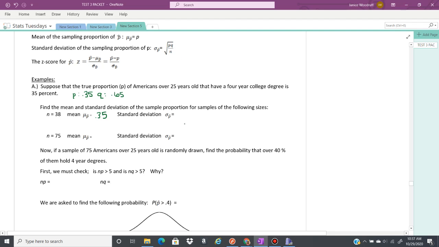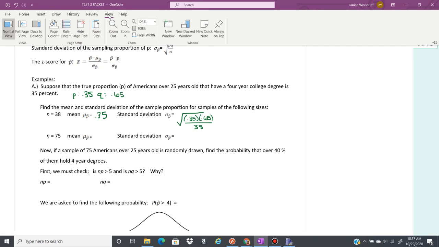The standard deviation is given using this formula here. The standard deviation of P hat is going to be the square root of P times Q, so we have a P of 0.35 and a Q of 0.65, over the sample size, which we're given here as 38. I'm not quite sure why this is so small. Let me zoom in a little bit.